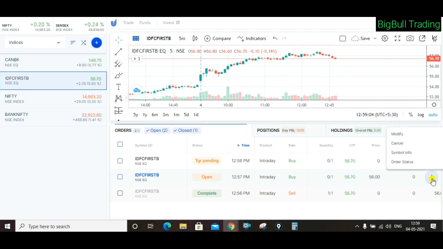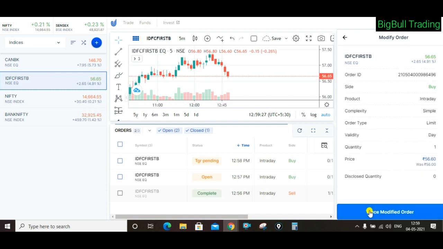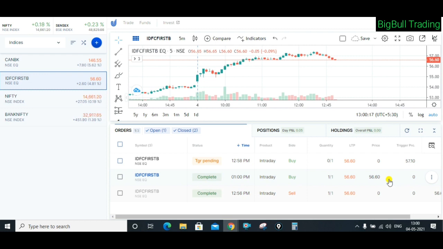So you can again go here, you can go to the modify button and for example you say I want the target as 56.60. So you put this 56.60 and you put it in the system. And once you place the order in the system, you can see the price is changed, it's now 56.60. So you have to wait for a few seconds for the price to come and the order will be executed. So now you can see this 56.60, the order is completed.